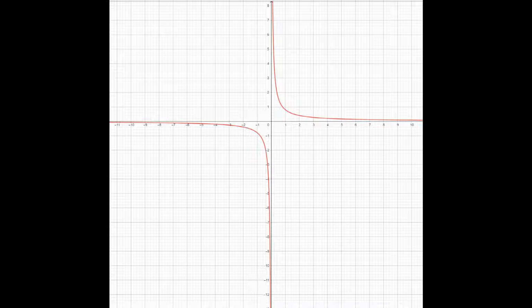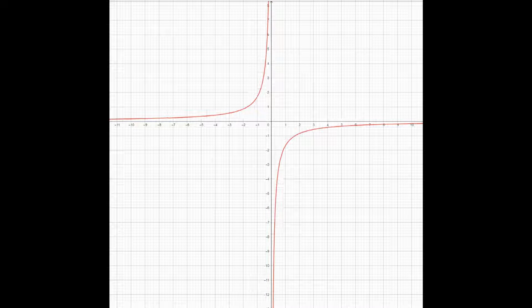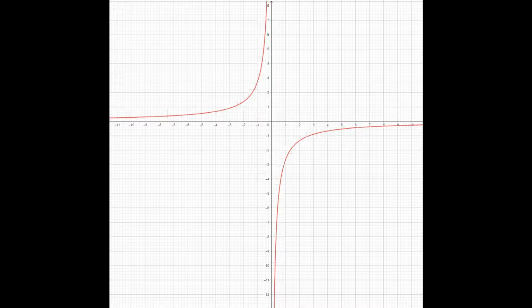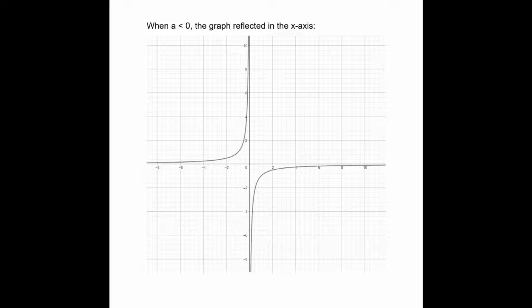If we start to have values of a which are negative, you can see the graph will change direction. Instead of it being like this, it will flip and have branches in the opposite quadrants, so in the other two quadrants to the ones that the original graph had branches in. Then as a gets smaller, so it's getting larger negatively, the graph begins to spread apart. So when a is less than 0, the graph is reflected in the x-axis. We'll see more of this in transformations of functions.